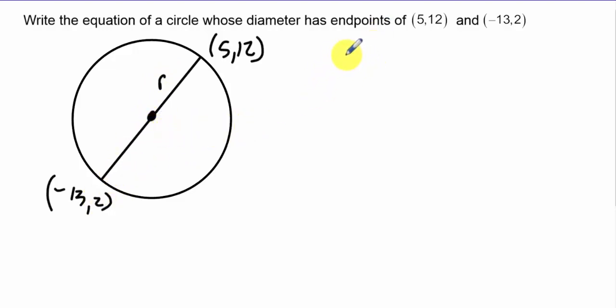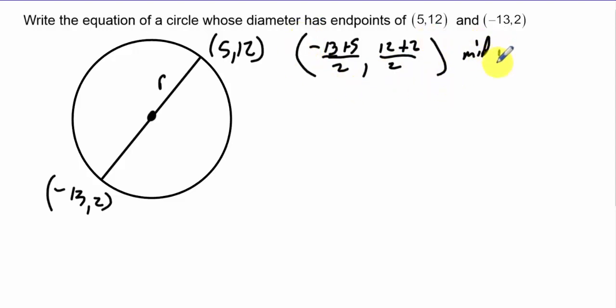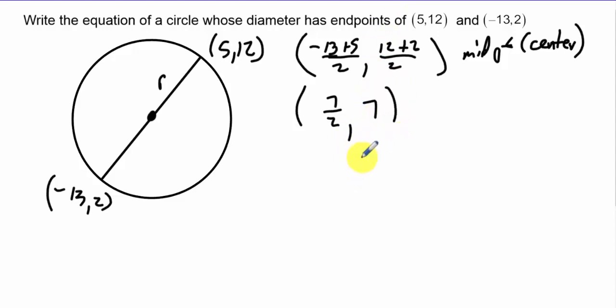So if I can find that midpoint, that's a start, because then I find my center. So let's find the midpoint by taking the average. So we have 13, and it's a negative. Add 5 to it, put that over 2, and take 12, add 2, put that over 2, and this is the midpoint, which is really going to end up being the center of our circle. All right, this goes to 7 over 2, and this is 7. All right, so this is our center of the circle.